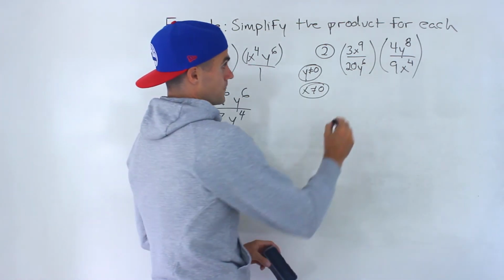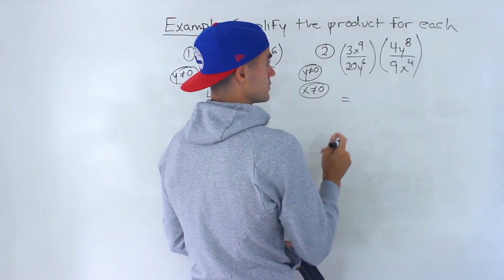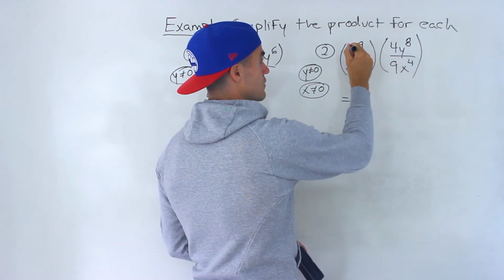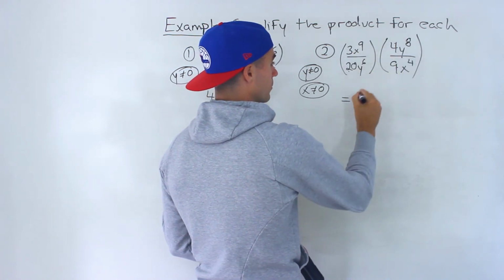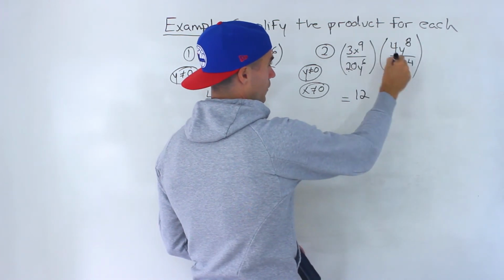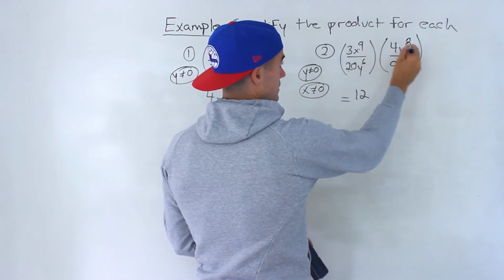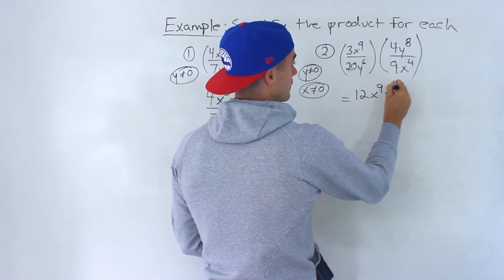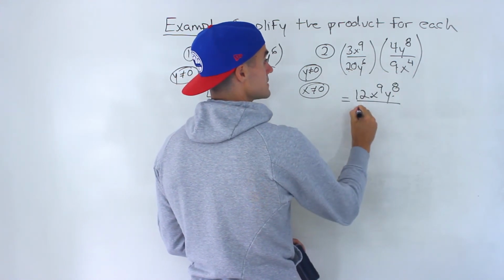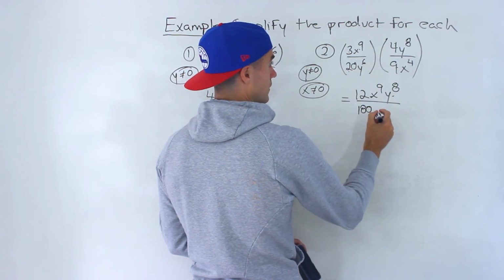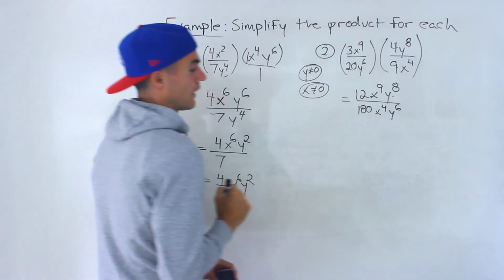And then from here, we can do the same thing we did before, multiply the numerators and denominators. You could simplify here a little bit, like you could say 3 over 9 is 1 over 3, but I'm just going to multiply everything, because if you start crossing too much out, you could start missing stuff. So 3 times 4 is 12, x to the 9, y to the 8, those do not simplify to anything. They're different bases, so we'll keep them separate. Over 20 times 9 is 180. And then we'd have x to the 4, y to the 6, like that.